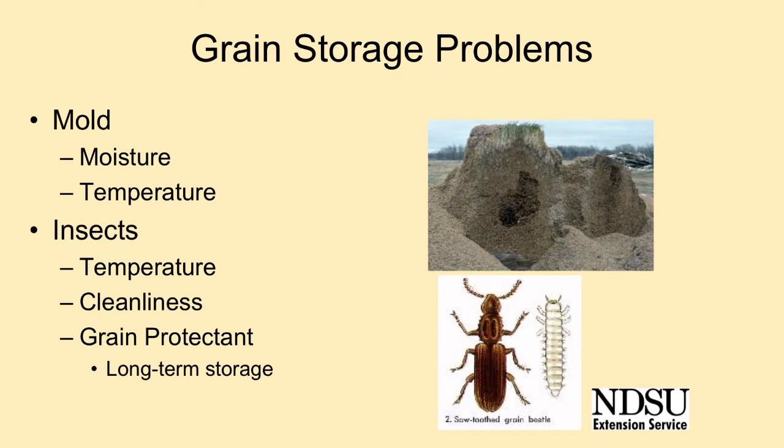The two primary grain storage problems are mold growth and insect infestations. Mold growth is affected by grain moisture content and temperature, so I will focus on those items. The potential for insect infestations is affected by grain temperature and cleanliness around the storage. A grain protectant is recommended if the grain will be held long-term during periods of warm temperatures.